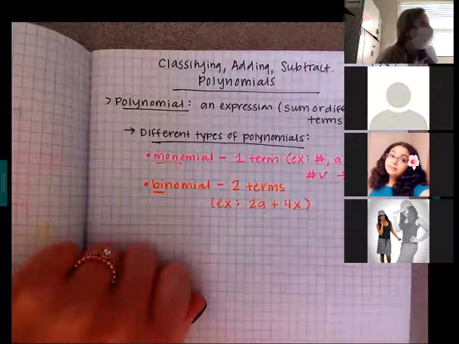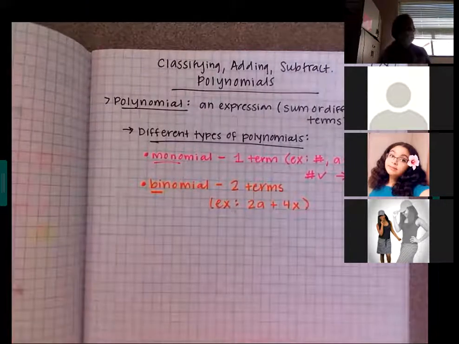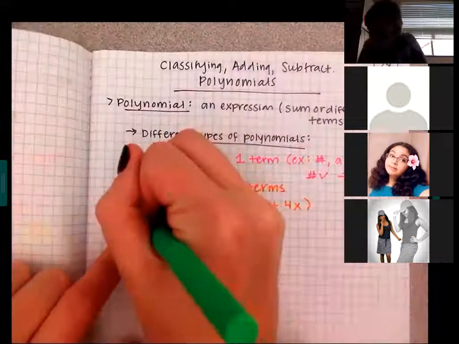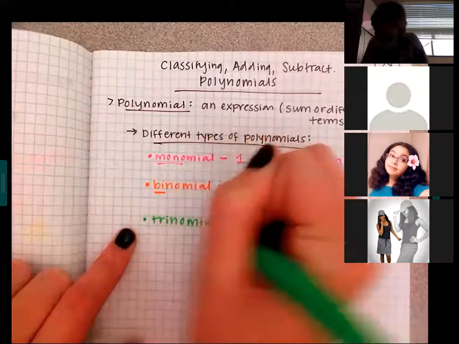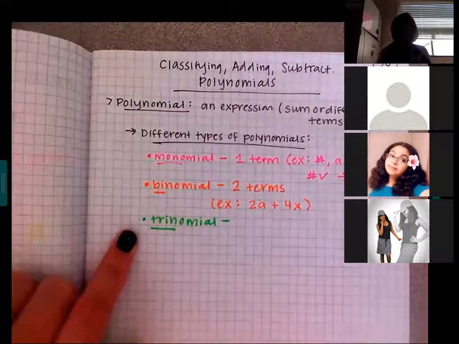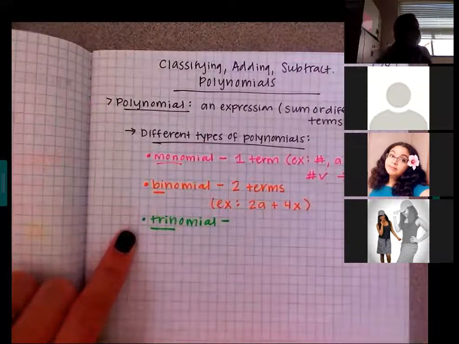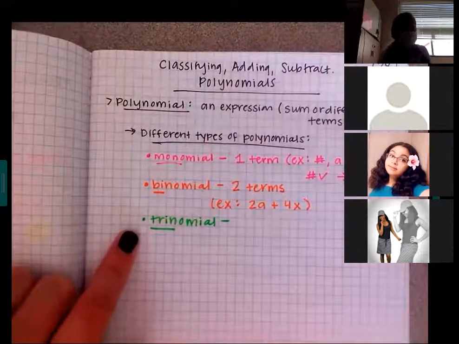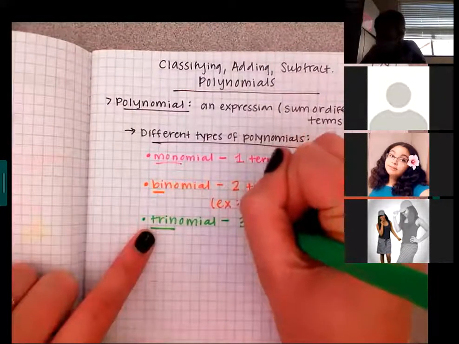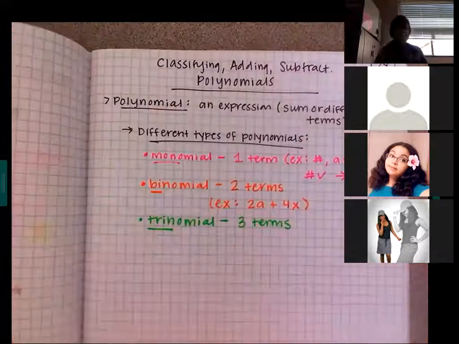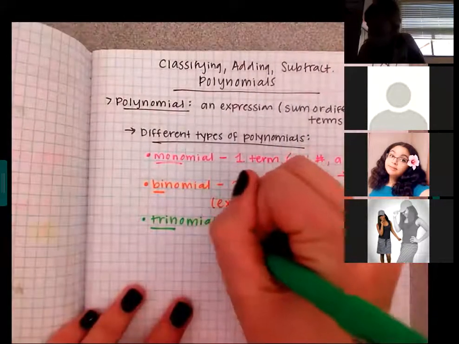Easy or hard, what do we think? It ain't bad. If you see 2, it's bi. You see 1, it's mono. What do y'all think happens if we see 3? Think about a triceratops have the 3 horns, right? Or a tricycle has 3 wheels. Good. So a trinomial has 3 terms. They don't have to just be numbers. So I'm going to give y'all an example this time.